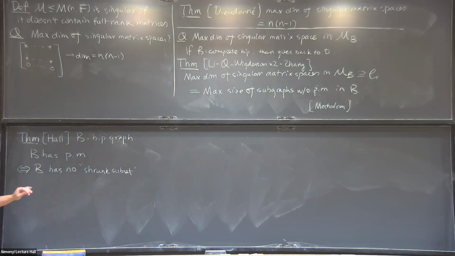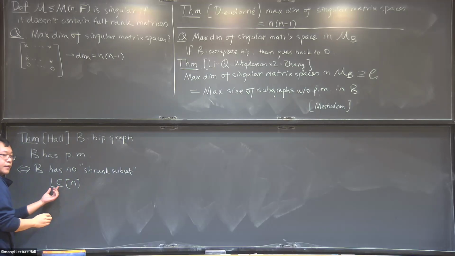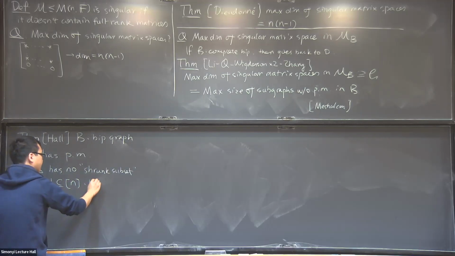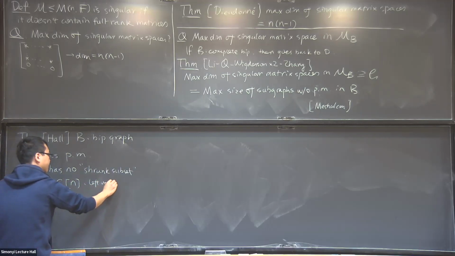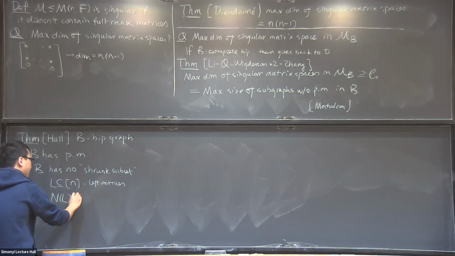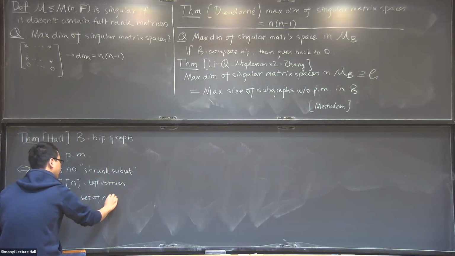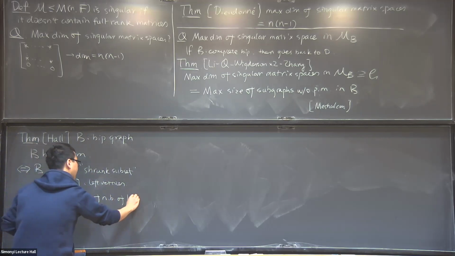And what is a strong subset? A strong subset is a set of left vertices L such that, because it's a bipartite graph, right, for left vertices, its neighbors are on the right. So N(L) is the set of neighbors of L on the right.